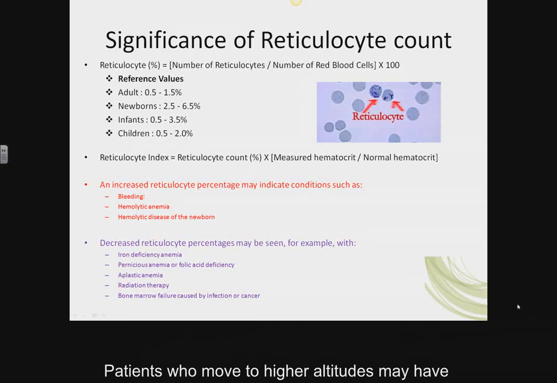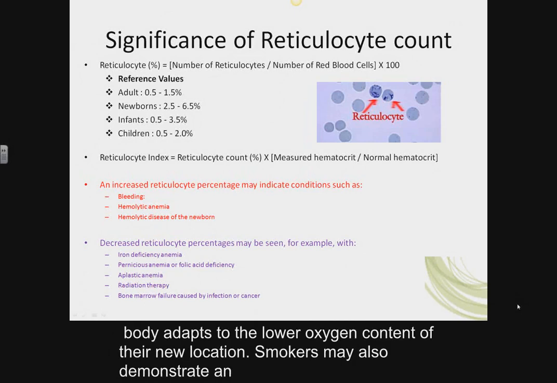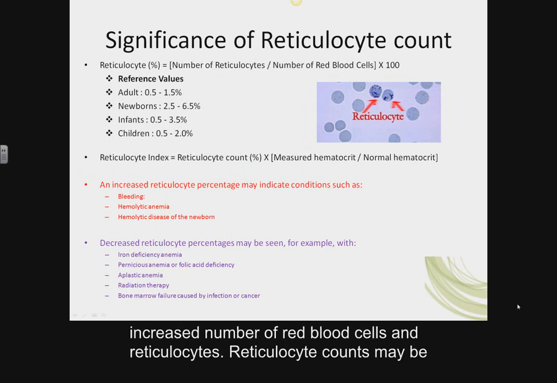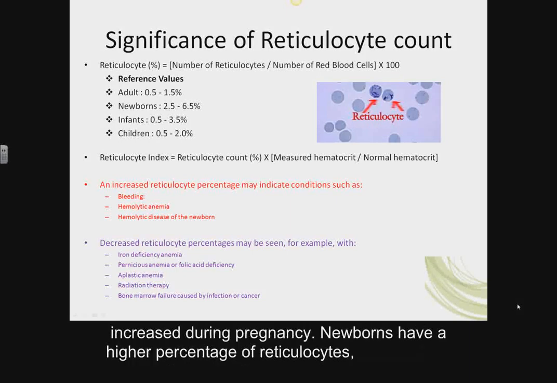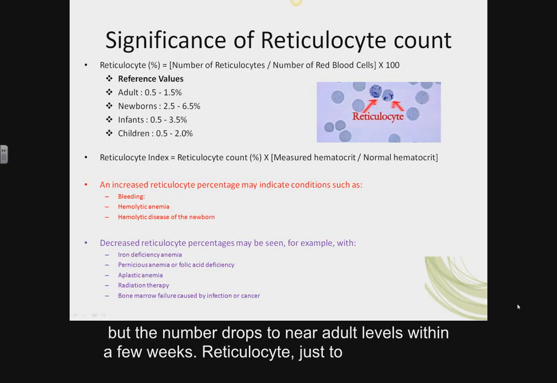Patients who move to higher altitude may have increased reticulocyte counts as their body adapts to the lower oxygen content of their new location. Smokers may also demonstrate an increased number of red blood cells and reticulocytes. Reticulocyte counts may be increased during pregnancy. Newborns have a higher percentage of reticulocytes, but the number drops to near adult levels within a few weeks.